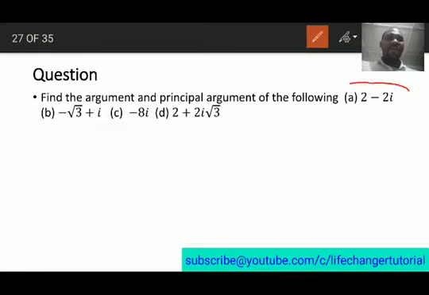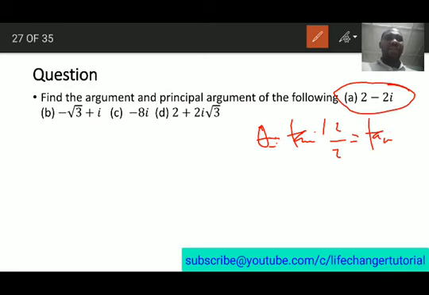Look at this question. We want to find the argument of 2 minus 2i. We use these questions to understand the difference between argument and principal arguments, okay? Now, we find the argument, which is theta, which we say is tan inverse of y over x. So in this case it is tan inverse of 2 over 2, which will give us tan inverse of 1, and tan inverse of 1 is equal to 45 degrees, okay?